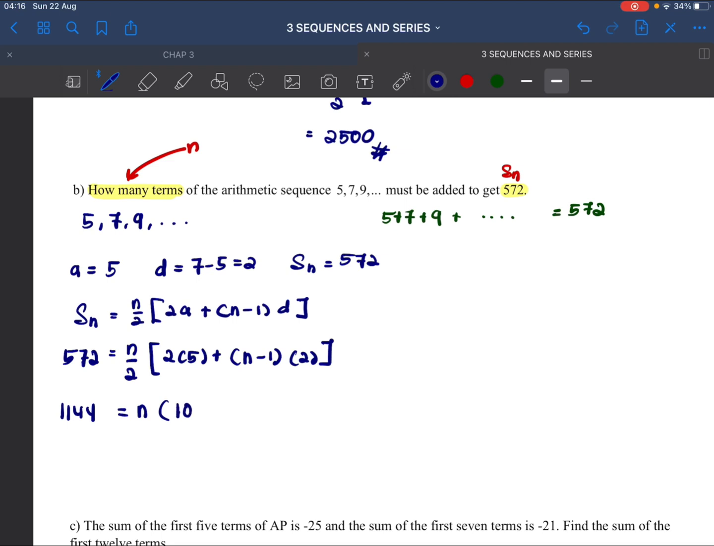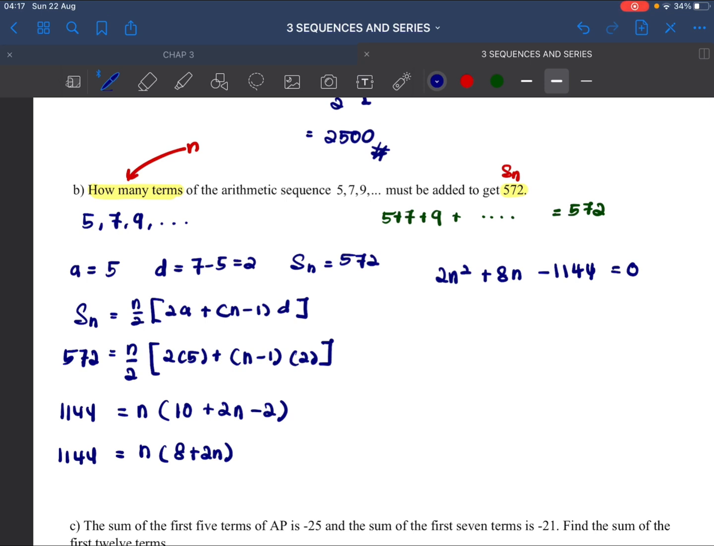ni kita ada 10 plus 2n minus 2. So simplify lagi, we have 1144 equals to n 8 plus 2n. So simplify lagi, expand kan, we will get 2n square plus 8n minus 1144 equals to 0. Okay, so you can see quadratic equation here.